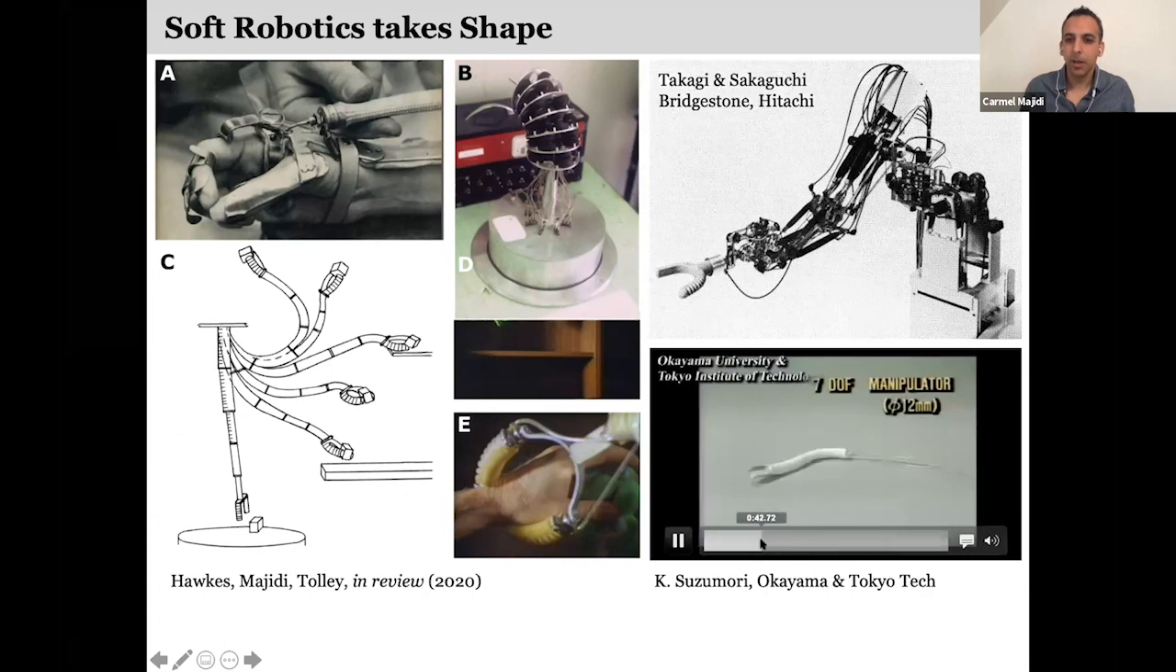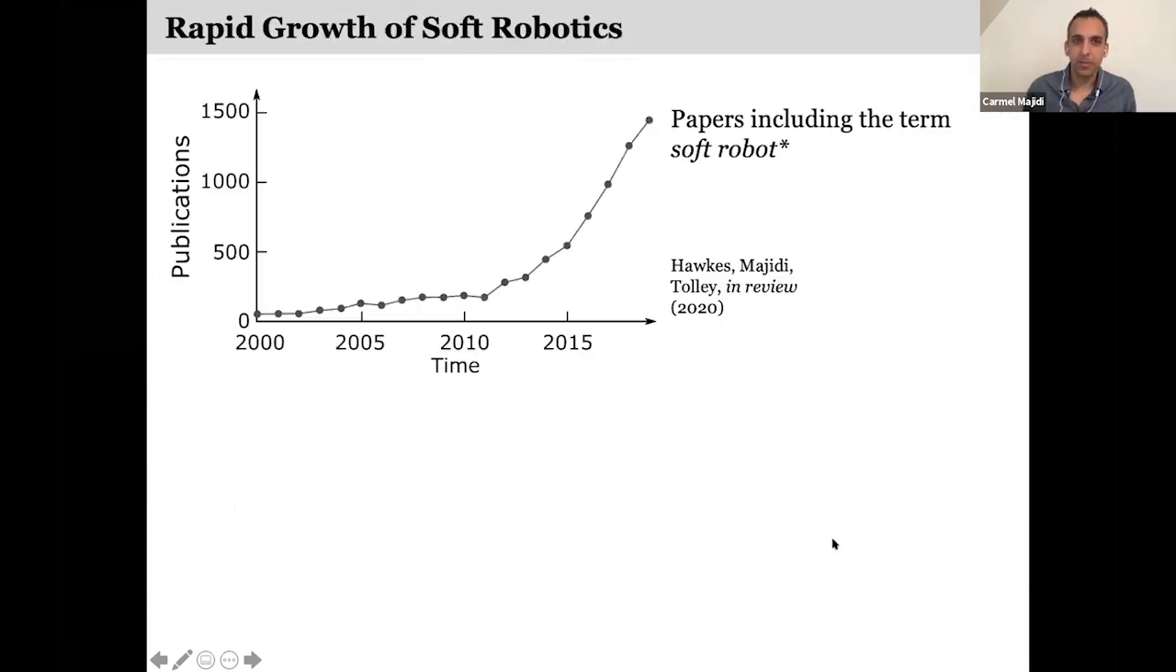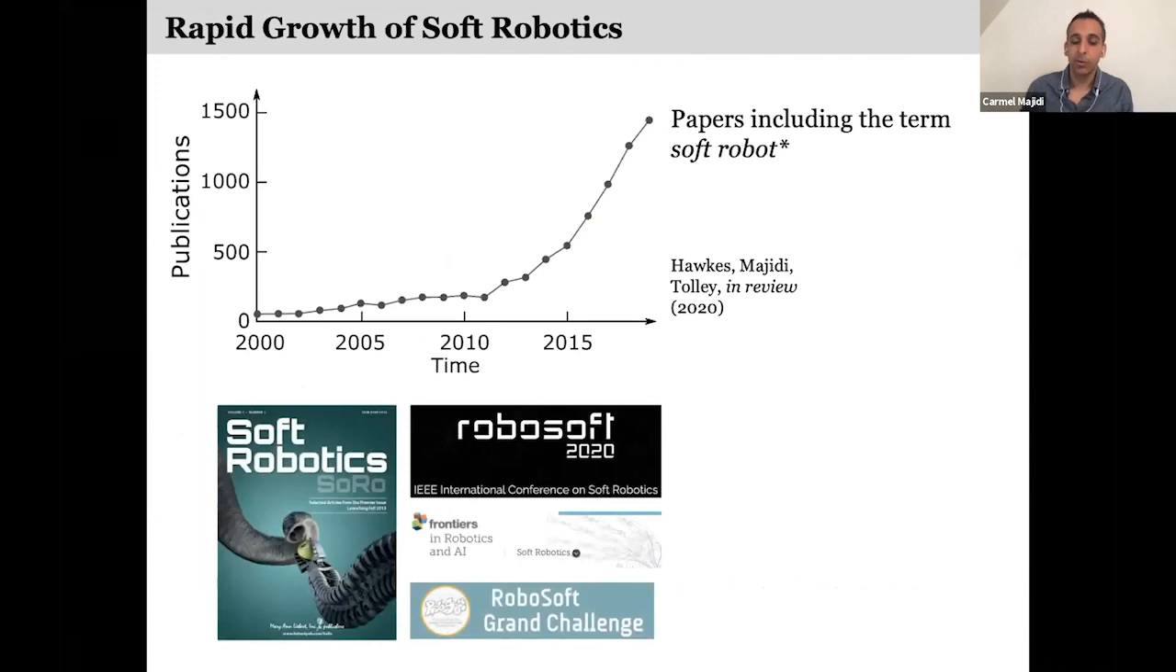And so over these decades, there's been refinements of these architectures, but it's not really until the last about 10 years that we've seen this explosion of interest in the field of soft robotics and this almost exponential growth in the number of journal publications. A lot of this has been aided by the proliferation of new journals and conferences.